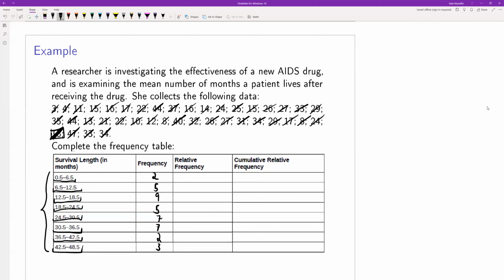So this is the frequency. We just counted up how many times each thing came up. Now we'll look for the sum. This symbol right here means sum, and it's counting up the total. So the total frequency, 2 plus 5 is 7, plus 9, 16, plus 5, 21, plus 7, 28, plus 7, 35, plus 2, 37, plus 3 will be 40. So for each of the relative frequencies, we're just taking the given number and putting it over 40.